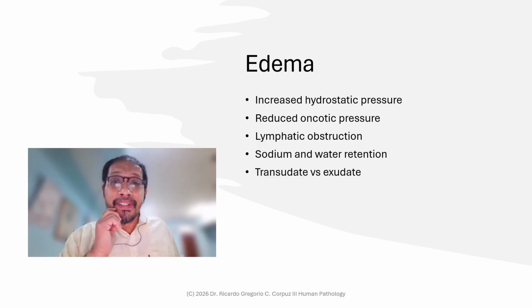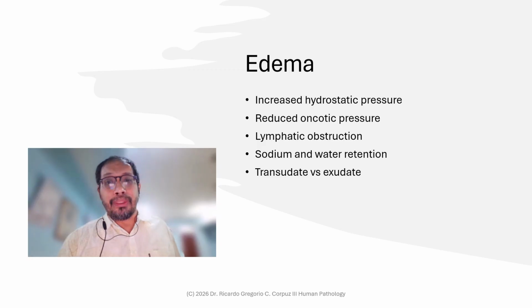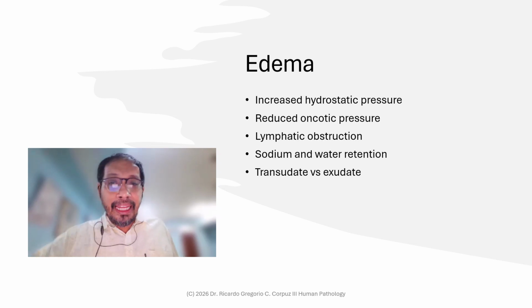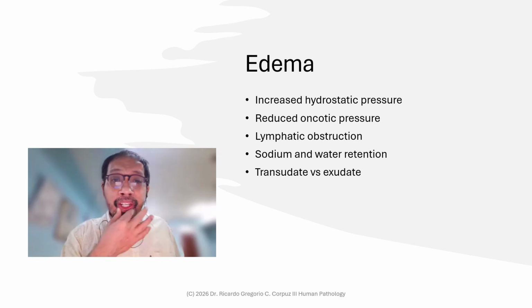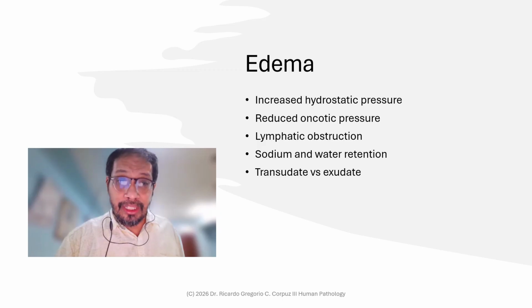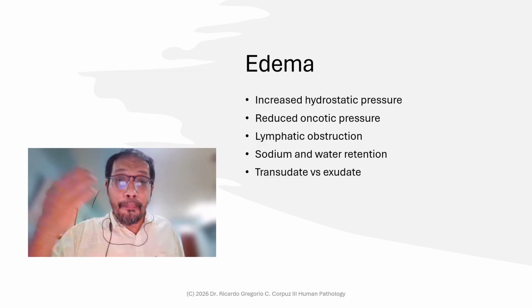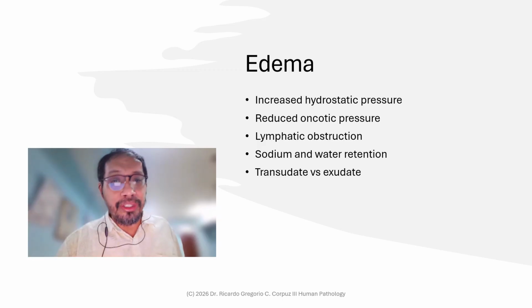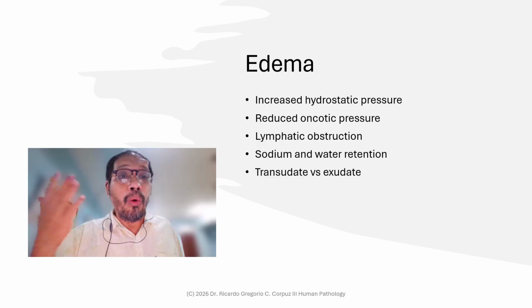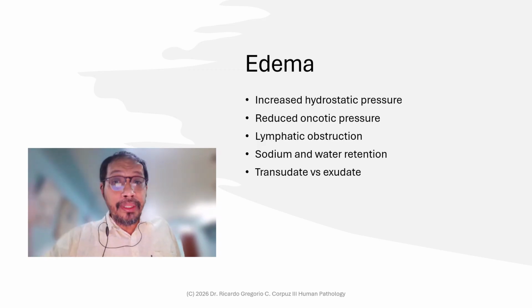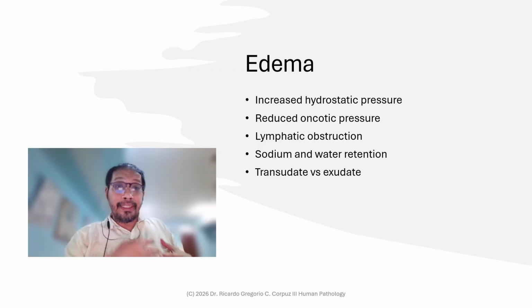So, the increased hydrostatic pressure. When hydrostatic pressure rises, more fluid is pushed out of the capillaries than can be reabsorbed. In your book, it highlights congestive heart failure as a classic example. Impaired cardiac output leads to venous congestion, especially in dependent areas like the legs. The result is pitting edema due to increased venous pressure. So this mechanism explains why edema improves when the underlying cardiac function is corrected.